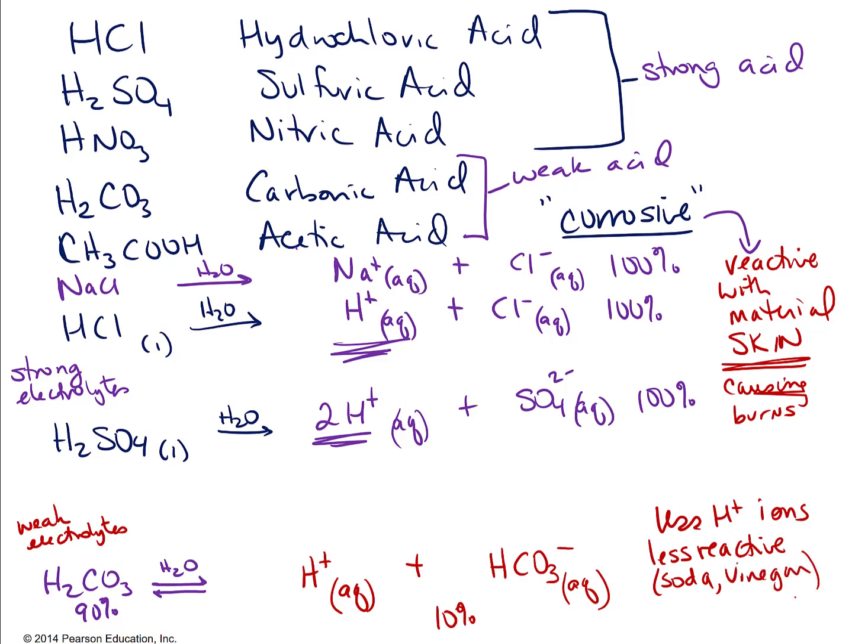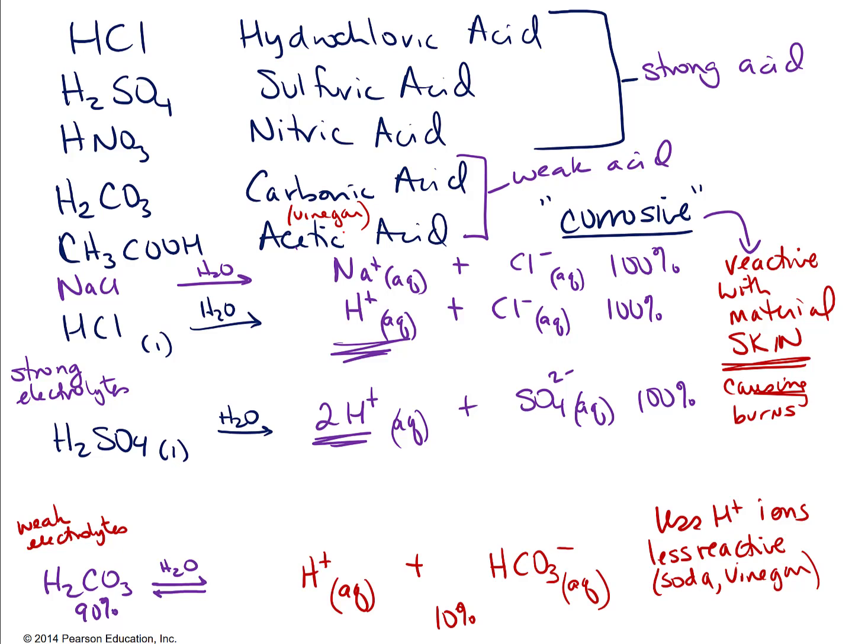Soda, vinegar, coffee, all examples of some weak acids that you come in contact with pretty regularly. The last one's acetic acid that I've got up here, and this one actually is vinegar.